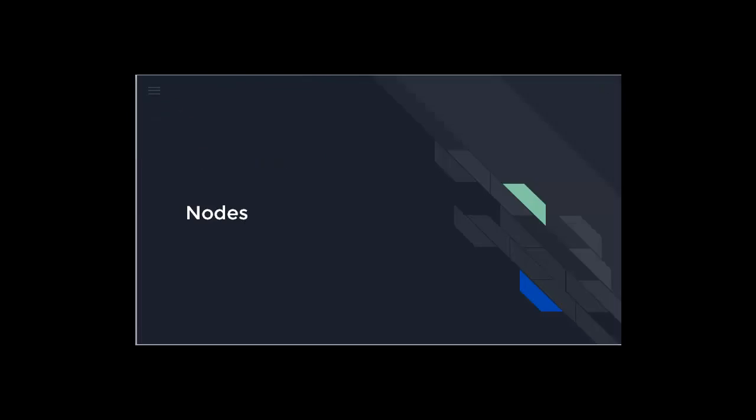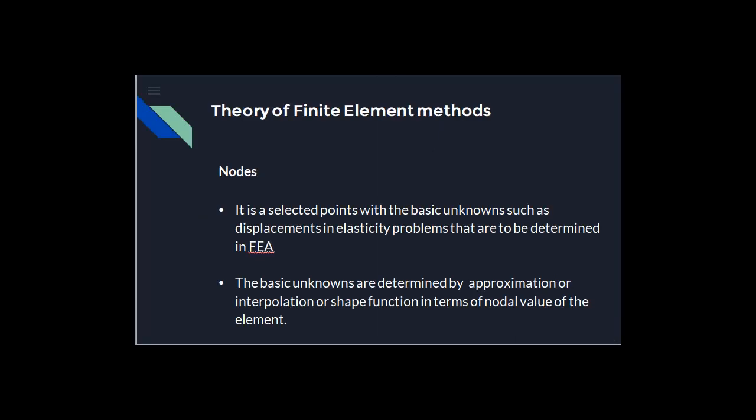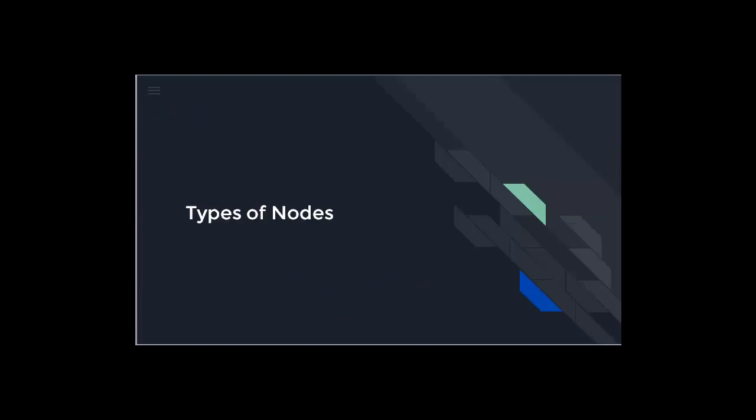Based on the knowledge of different types of elements, now let us see in detail about nodes. As we have already defined, the characteristic point that connects the element is called a node, and it is the selected point with the basic unknowns, such as displacement in an elasticity problem, that are to be determined in finite element analysis. Nodes are an important term used in finite element analysis, and the unknowns available in the nodes are determined by approximations or interpolations or by using shape functions in terms of the nodal values of the elements. Let us see the different types of nodes.